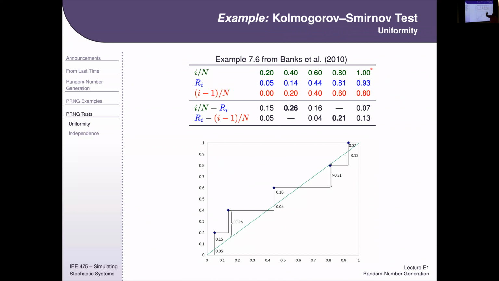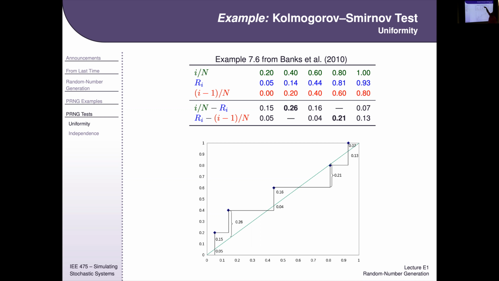So what the KS test says is, I'm going to look at the distance of that number to its order and the previous order. So I'm going to calculate 2 distances. For this number, how close is it to 1/5 and how close is it to 0? I calculate those 2 distances here. So 0.15, that's just 0.2 minus 0.05, and 0.05 is just 0.05 minus 0. For the second number, I do the same thing. How close is it to the top number? Well, that's just 0.4 minus 0.14, which gives me 0.26, and then the other direction.